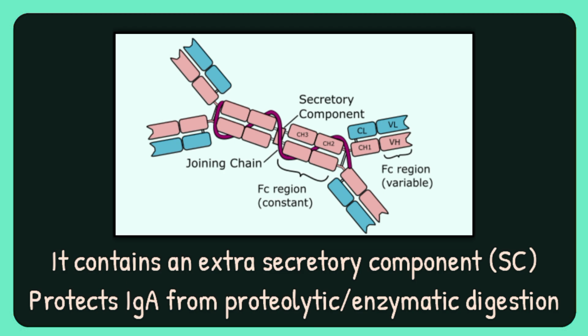Secretory IgA is a dimer held together by a J chain, and it has an extra part called the secretory component. This secretory component comes from epithelial cells, specifically from the polymeric Ig receptor. Its job is to protect IgA from enzymatic digestion and help it survive the harsh conditions at mucosal surfaces. Importantly, only secretory IgA has this component. Serum IgA does not.